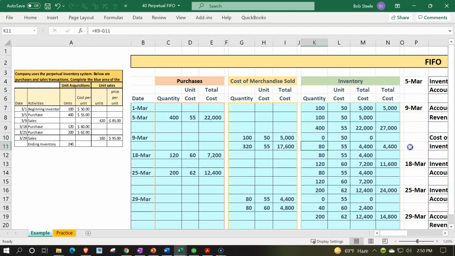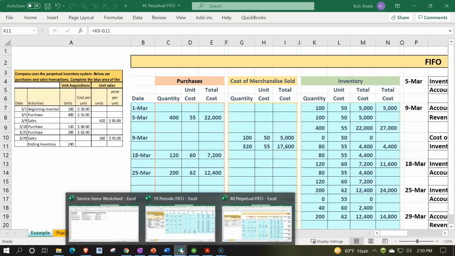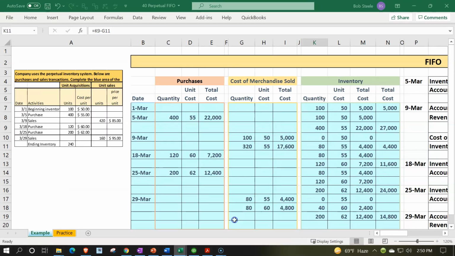Now, I'm not trying to get into the FIFO versus average right here too much. What I'm trying to represent is the fact that this would happen on a perpetual basis as we enter each transaction if we were using the QuickBooks system. Now, you also might use a system where you're not going to have a perpetual inventory system, where you might just count the inventory and it would look more something like this.